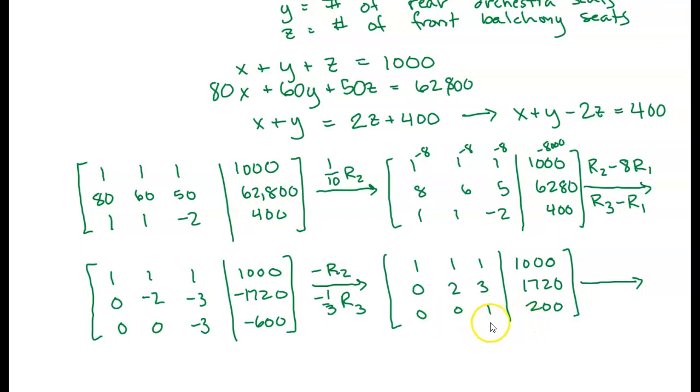In fact, I can tell right now that Z is equal to 200, right? So the number of front balcony seats has got to be 200. Before I finish up row 2, again just to avoid fractions, I'm going to use row 3 to zero out the columns above it. I think that's probably the best approach on this one. So I can take row 1 and subtract row 3. I can also take row 2 and subtract 3 times row 3.